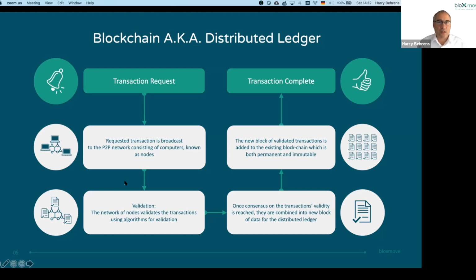A transaction in the business world is normally: I give you something, a good or a service, and you give me money. Now, blockchain is all about the record keeping. So one of these two legs is usually not within the blockchain. At bloXmove, that will be done differently, but the whole blockchain is about the record keeping.